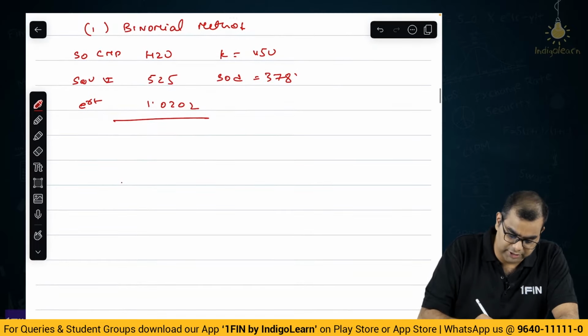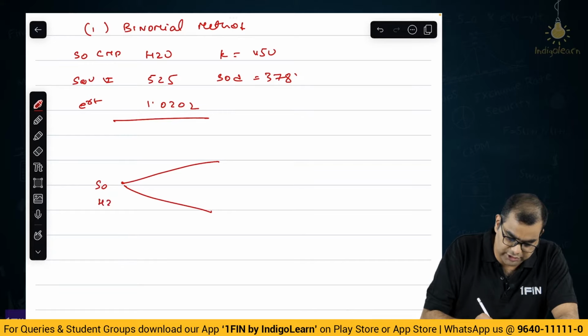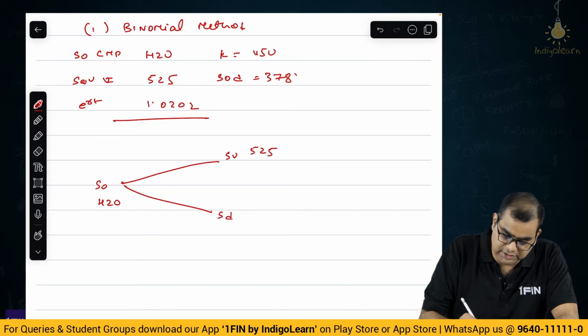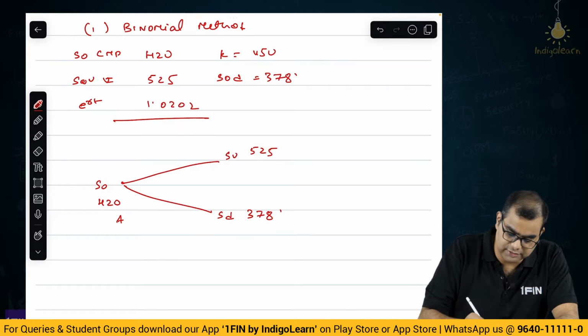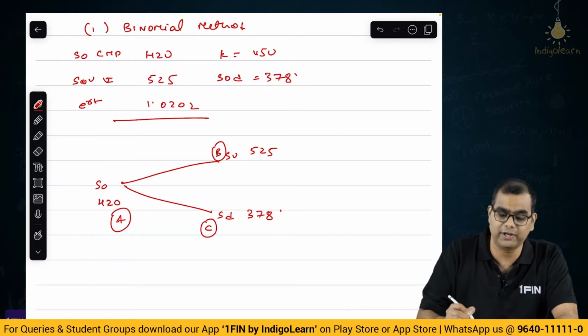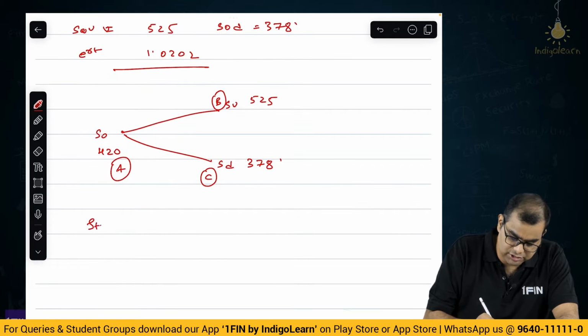Then you draw a binomial tree. Spot S0 is 420. Instead of S0U, you can call it SU because it is not on day 0, right? So SU is 525. SD is 378. This is node A, and let me call the others node B and node C. Strike price is rupees 450.